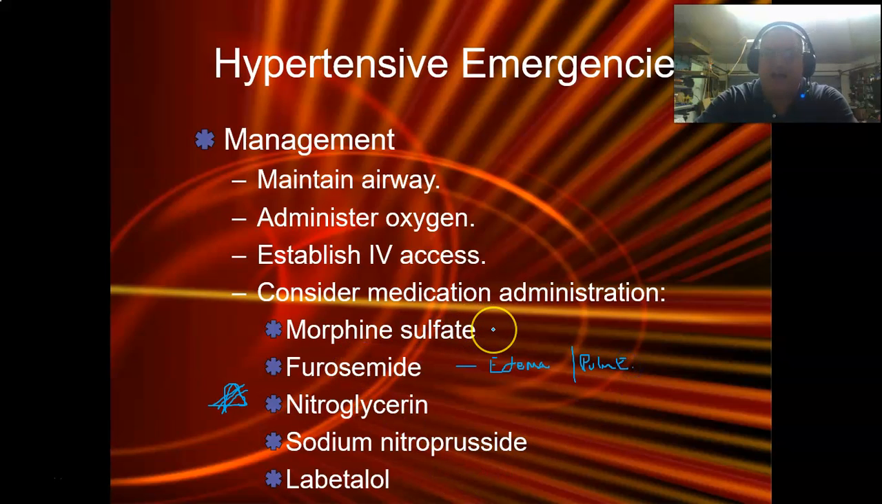Again, morphine sulfate dilates the venous system. We kind of like that. Nitroprusside, again, relaxes those. So this will lower the pressure, which reduces the afterload and reduces preload.